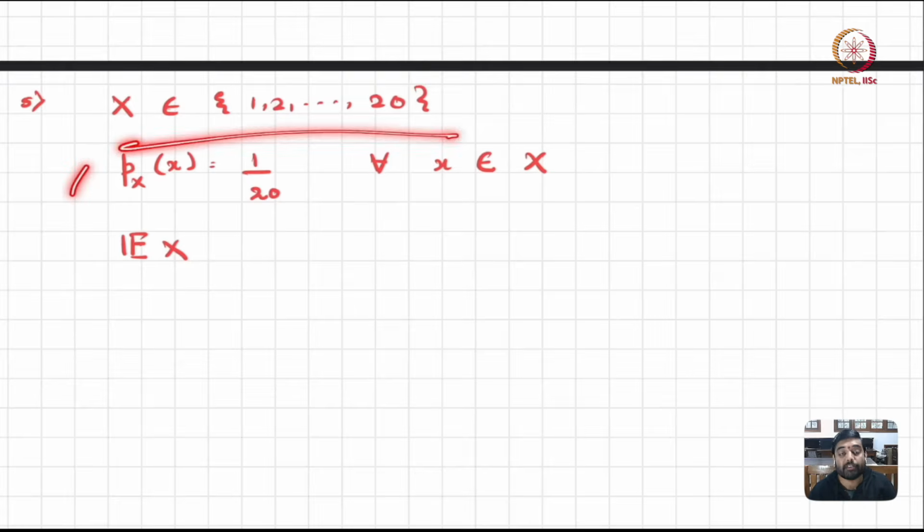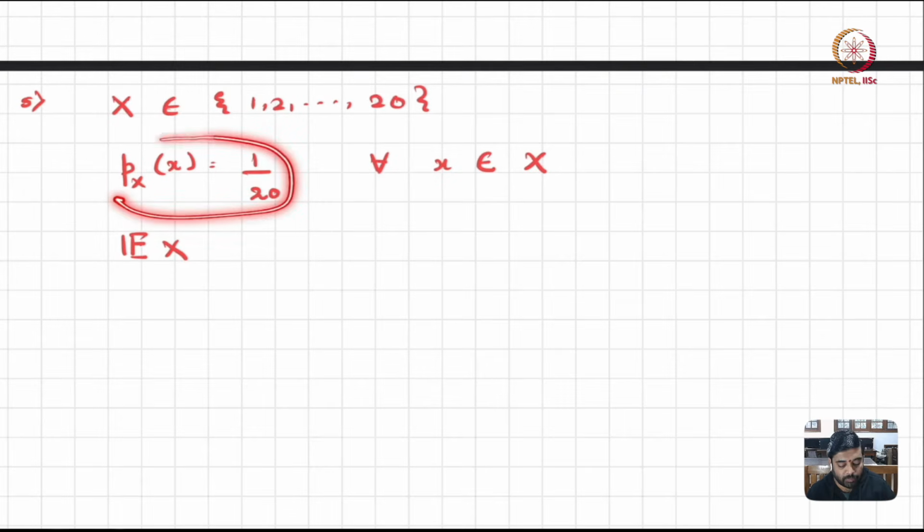Now I have a discrete random variable. Whenever I have a discrete random variable, this is a mass function, not a density function. For both of them we use the same notation, but while using it you should be very clear, depending on what the random variable at hand is. If it is a continuous one, then it is a density, else it's a mass. If it is discrete, it's a mass.